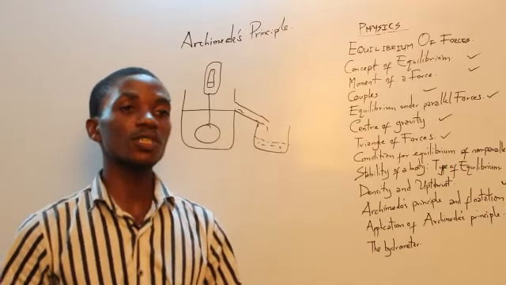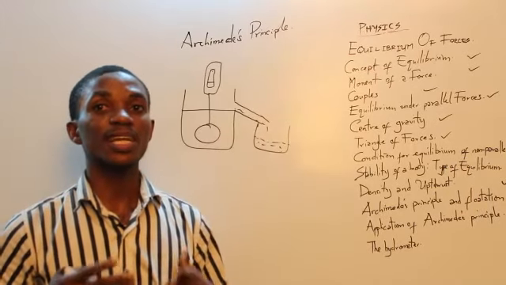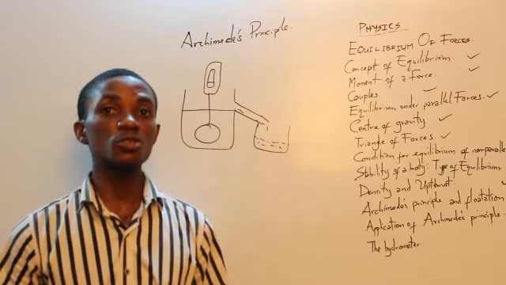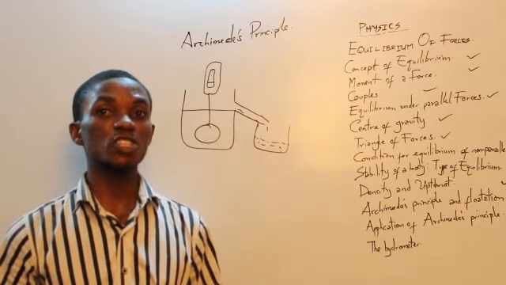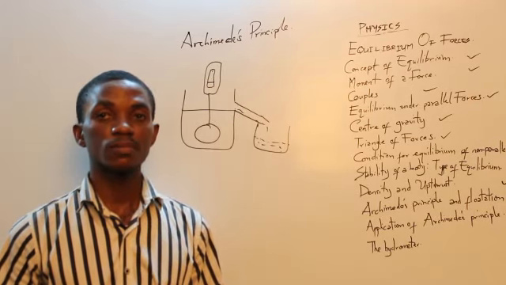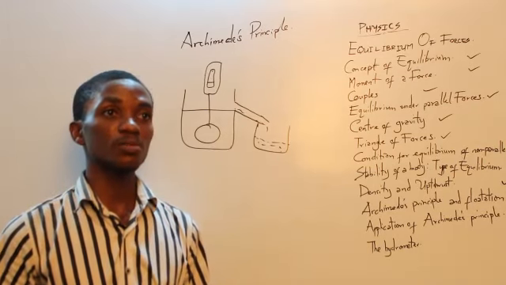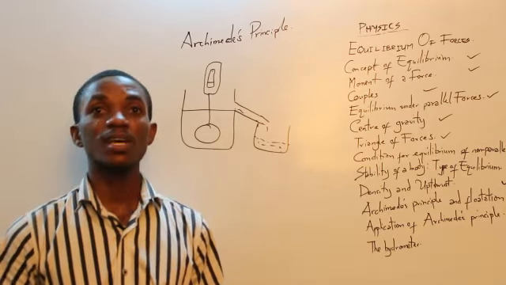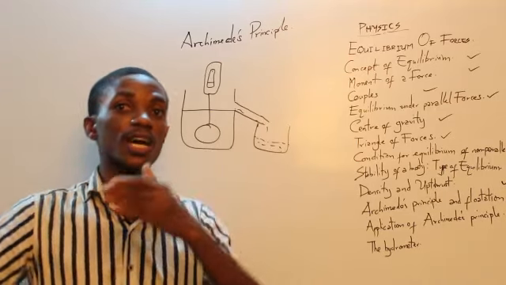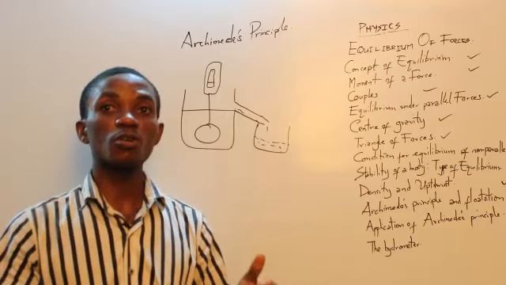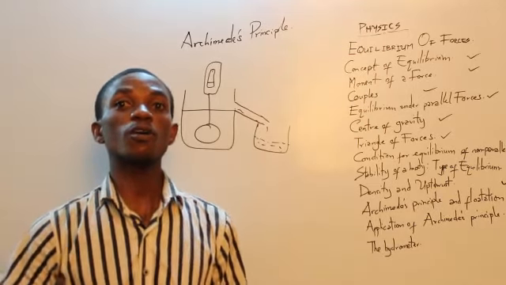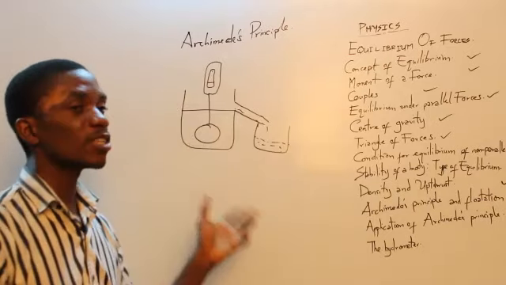Now, it is the understanding of this principle that has helped in the development of very many machines that are being used today, especially ships. We have different kinds of ships: your aircraft, your submarines, your cargo ships, your tourism ships, even your flying boats, your canoe. All of them work with the understanding of this principle.